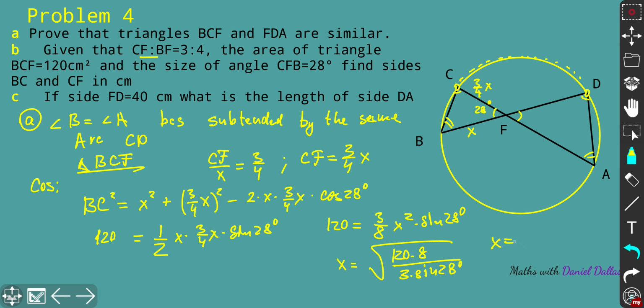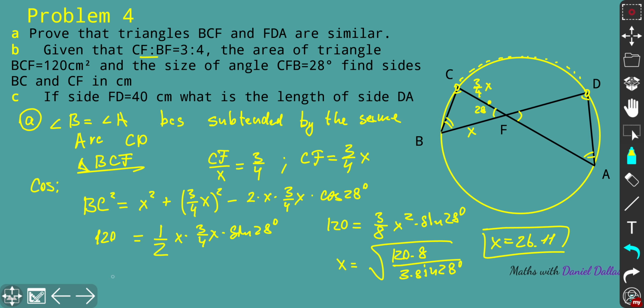If you want, you can calculate right now. Square root of 120 times 8 over 3 times sine 28 degrees. So what I've got is 26.11 to 2 decimal places. So that was BF. So we found BF.